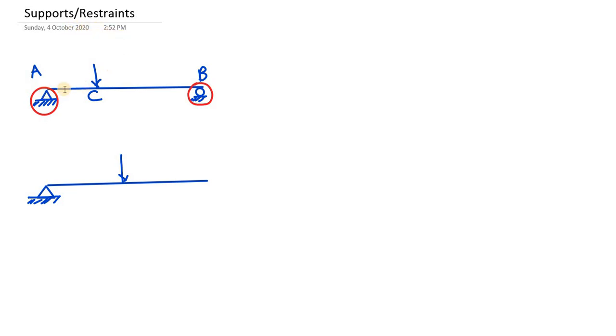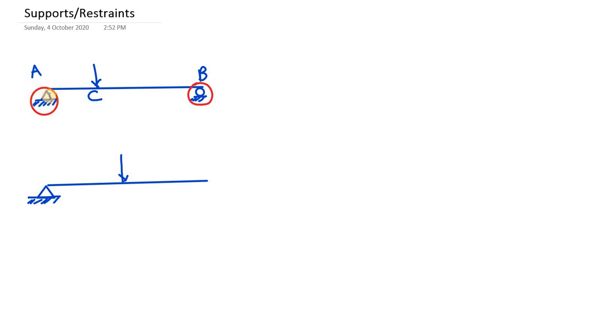Just a quick revision. If this is a beam simply supported at its two ends, what do we mean when we say simply supported? This is a hinge support and this is a roller support. Now why do you call this a roller support? Why do you call it a support in the first place? You call it a support because it is capable of preventing certain displacements.